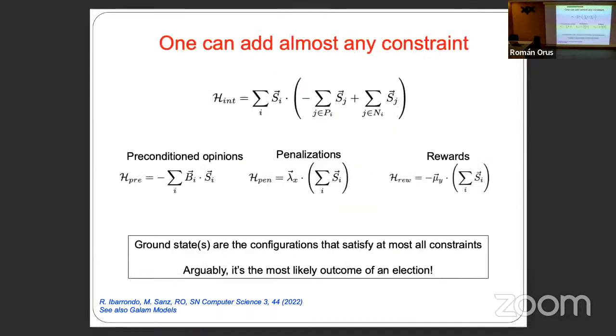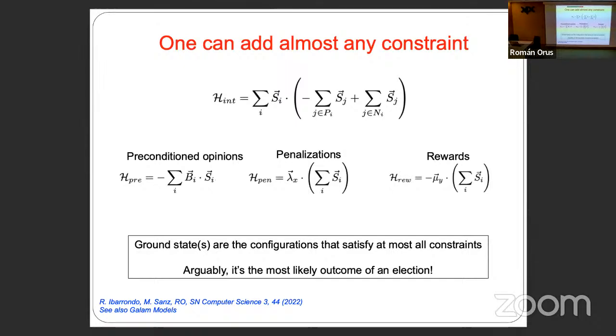You can even put penalties. You can put preconditioned opinions. So all the people from a political party, it's pretty clear what they are going to vote, let's say, no? Penalties, you can put rewards. Essentially, any type of constraint, you can put it in the Hamiltonian. And we call this the political Hamiltonian.